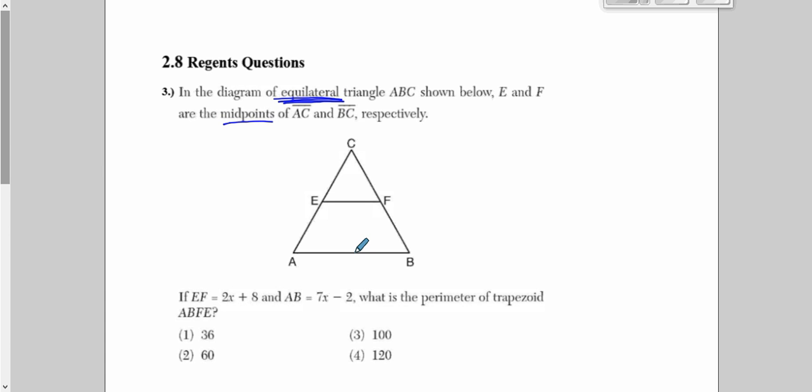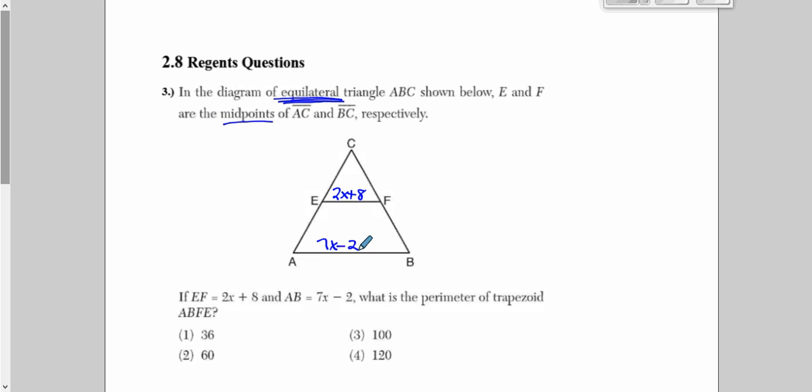Did anybody label what they said in the diagram? That would be helpful, wouldn't it? EF is, and the other one, AB is 7x minus 2. They want the perimeter. So the perimeter of the trapezoid. That's a triangle. Oh, no, it's a trapezoid. By the way, it's also an equilateral triangle.